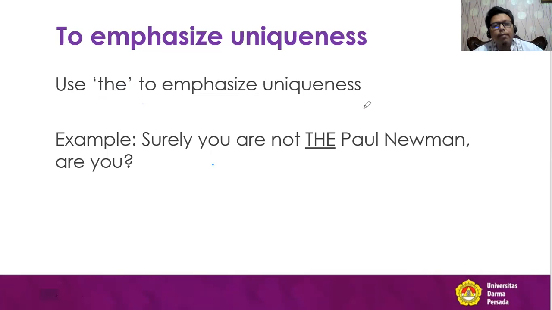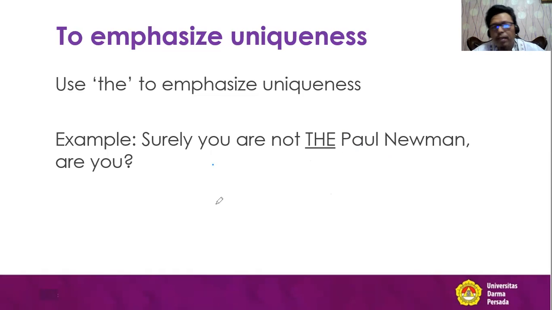Now, for example, everybody, surely you are not the Paul Newman. Are you? Okay. Everybody, we have the here because we want to give stress. We want to give emphasis on the name Paul Newman. So Paul Newman is something unique. Paul Newman is something specific. And then we want to stress, we want to emphasize, by having the Paul Newman. The Paul Newman. So everybody, we are not talking about any other name, for example, George, but we are talking about Paul Newman, the Paul Newman. What I mean is that you are the real Paul Newman, the real Paul Newman.